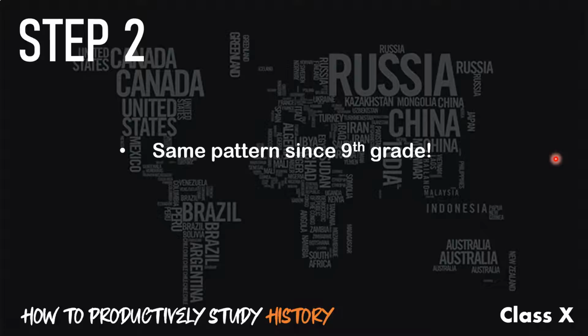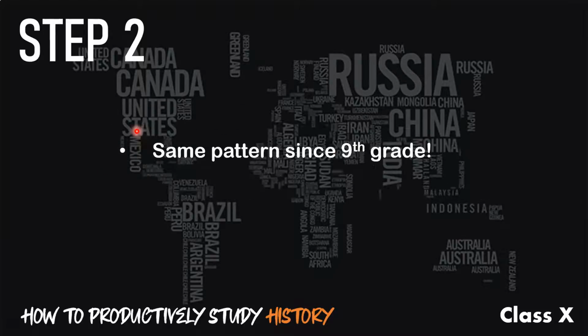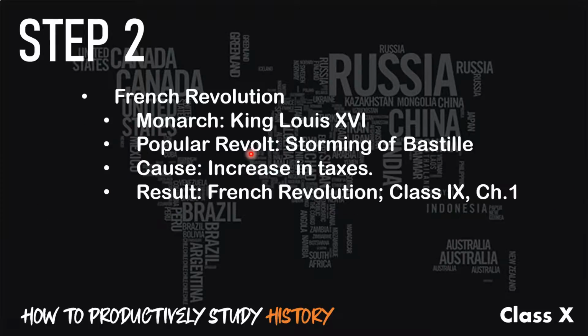So if you think about it, the same pattern has been followed since 9th grade. The French Revolution, which was the first chapter of history in 9th grade: the presiding rule, or the monarch, was King Louis XVI. And the popular revolt was the storming of the Bastille in 1789. The cause of this was an increase in taxes for the Third Estate, and the result was the French Revolution.